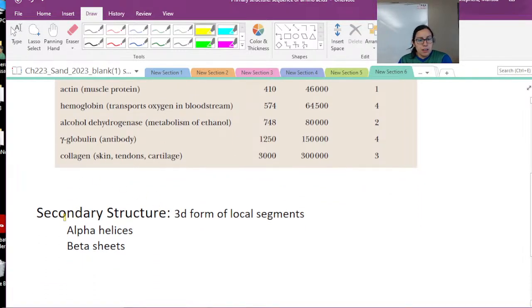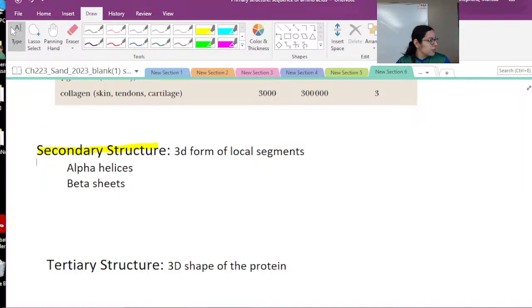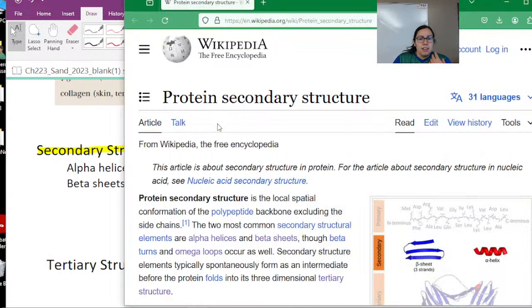So then you have your secondary structure, and let's just pull up Wikipedia. I know, I was thinking that. I'm like, oh yeah, I understand alpha. Yeah, so.